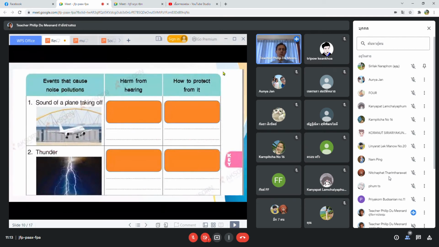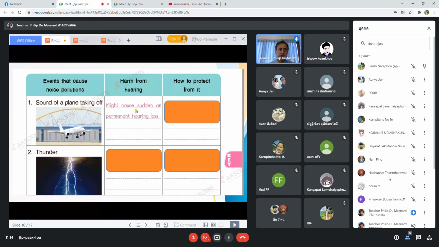Okay, now these are the things that we did yesterday. Or was that before yesterday? I think it was yesterday. So every time there's something very loud, it's very bad for your ears. Then you have to protect yourself. You have to protect your ears. There are different ways you can do it. So if you remember yesterday, you had to write down the different ways that you can protect your hearing. Okay, so let's look at some.